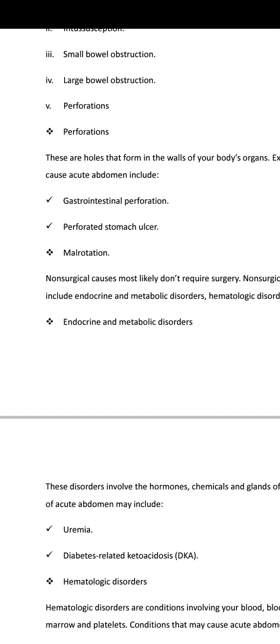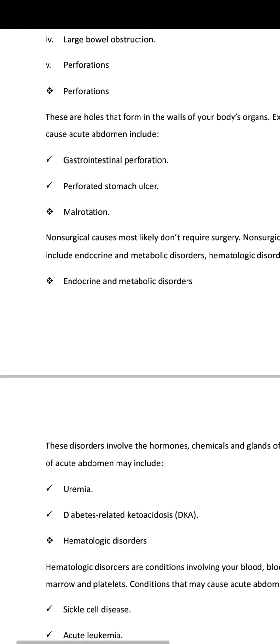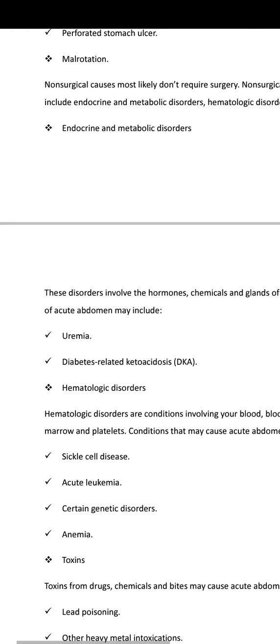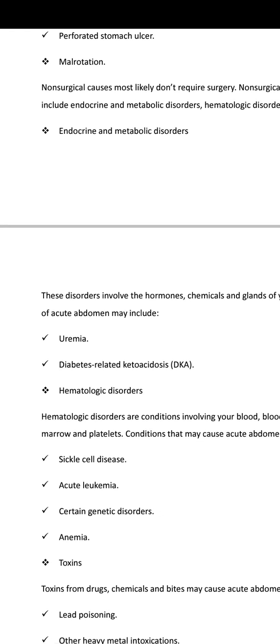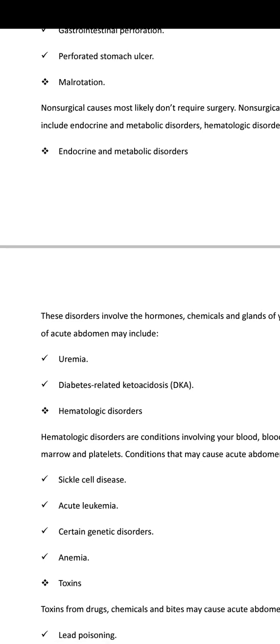You can also cause what? Volvulus. So volvulus is the twisting of the intestine. So there are also what we call endocrine and metabolic disorders which can also cause what? Acute abdomen. You need to know all these.